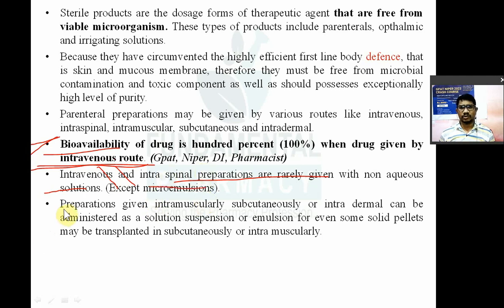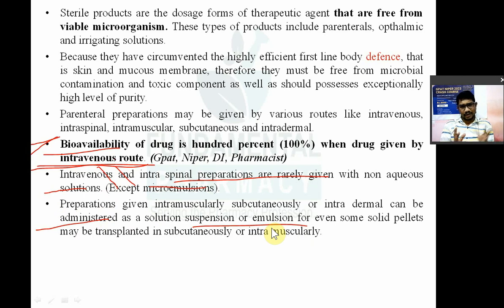Preparations given intramuscularly और subcutaneously. जो सबक्यूटेनियसली देते हैं, इंट्रामस्कुलर देते हैं या इंट्राडर्मल देते हैं, that can be administered as a solution, suspension और emulsion, है ना. तो इंट्रावेनस इंजेक्शन जब देना है आपको तो वो फॉर्मुलेशन आपको मोस्टली सॉल्यूशन बनाना है, नॉट अ सस्पेंशन, सॉरी नॉट अ इमल्शन. बट अगर माइक्रो इमल्शन है तो चलता है.